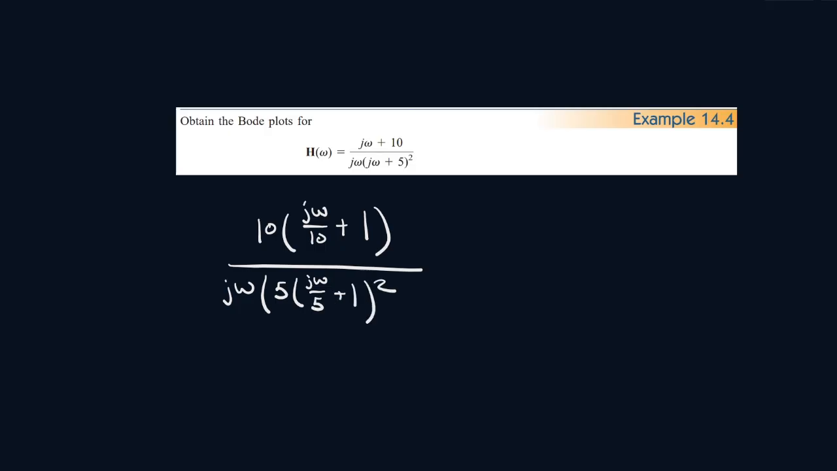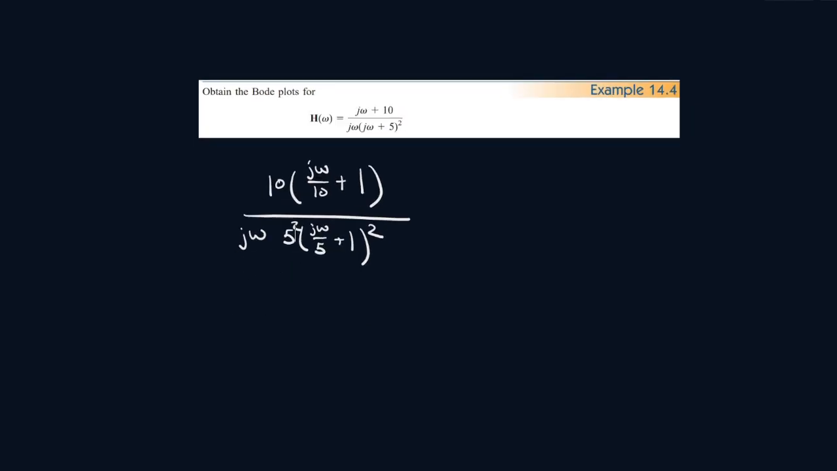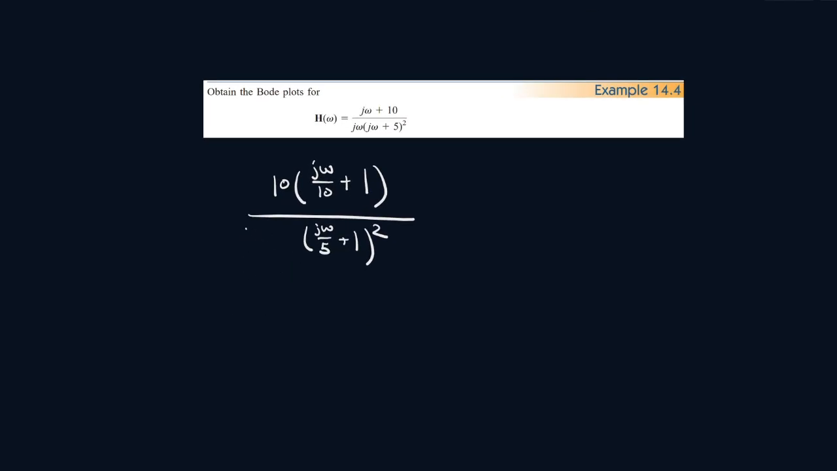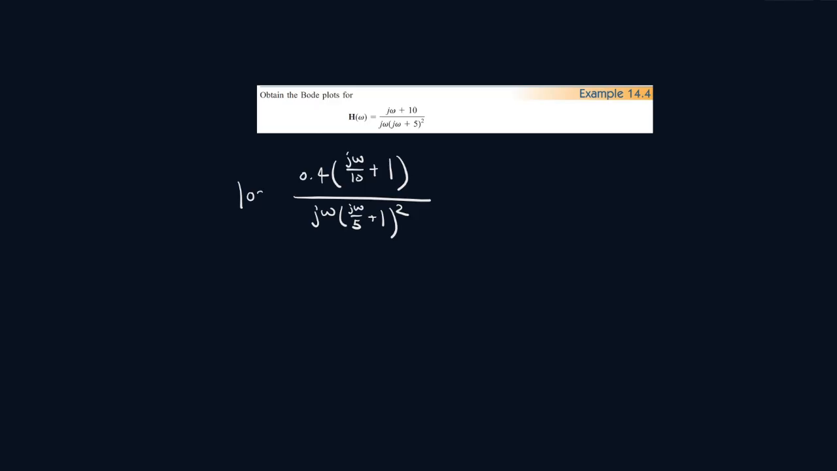Now we can actually FOIL the square. So this is the same thing as this and this squared. That's good, and 5 squared, that's just 25. And this is just the same thing as 0.4. So that's all good. So now let's take this to the log base 10.